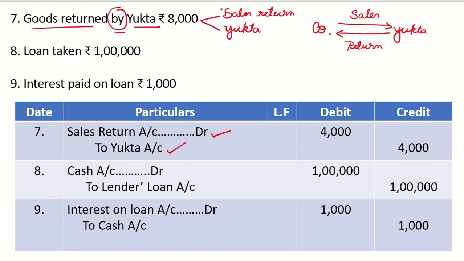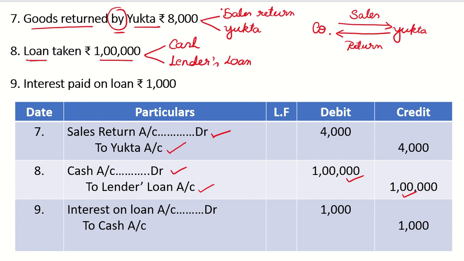Next is what? Loan taken rupees 1 lakh. Now we are taking a loan of rupees 1 lakh. So the first account which gets affected is what? Cash account, because we are taking the loan in the form of cash. Now who is giving the loan here? Lender is giving the loan. So lender's loan account gets affected here. So now cash is coming in, cash account debit to lender's loan account, because lender is the giver here of rupees 1 lakh.